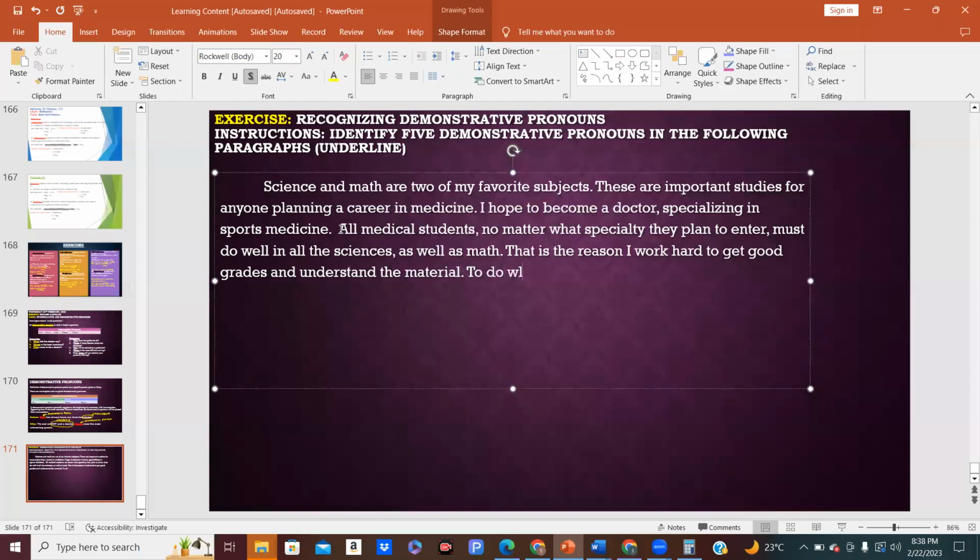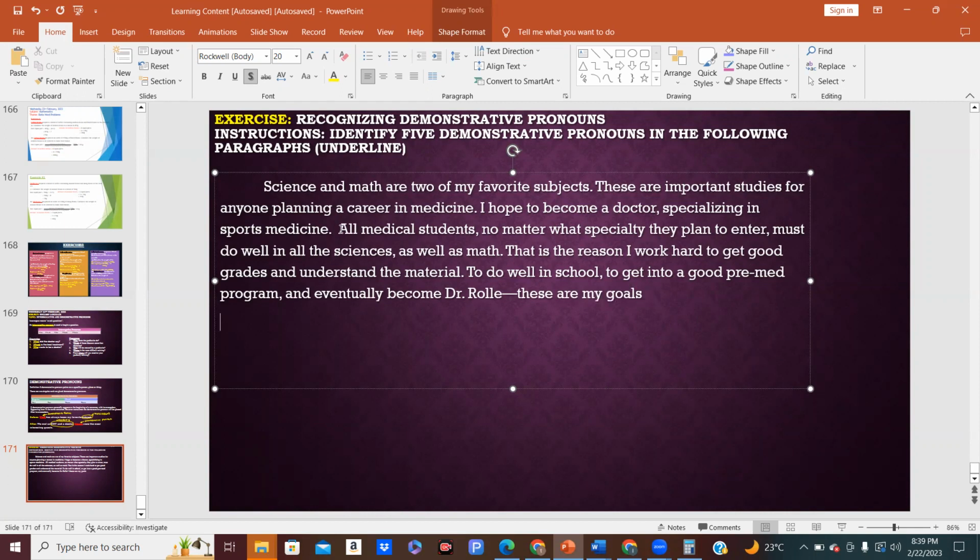All right, to do well in school, to get into a good pre-med program and eventually become Dr. Rule, these are my goals. You may think this is too early to plan for college.